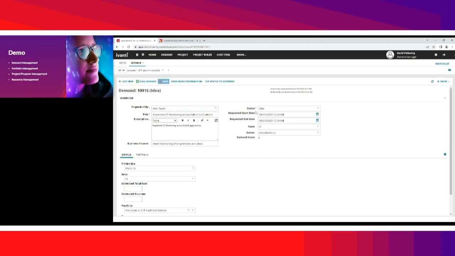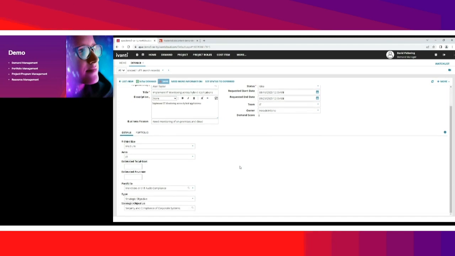When do we hope to start and end that demand? Who do we think it might be allocated to? And it's some fairly straightforward information. I want to understand, and a common terminology within demand management is t-shirt size. And all that's saying is, how big do we think it is? Is it a small project, a large, or medium type project? What area is it associated to?